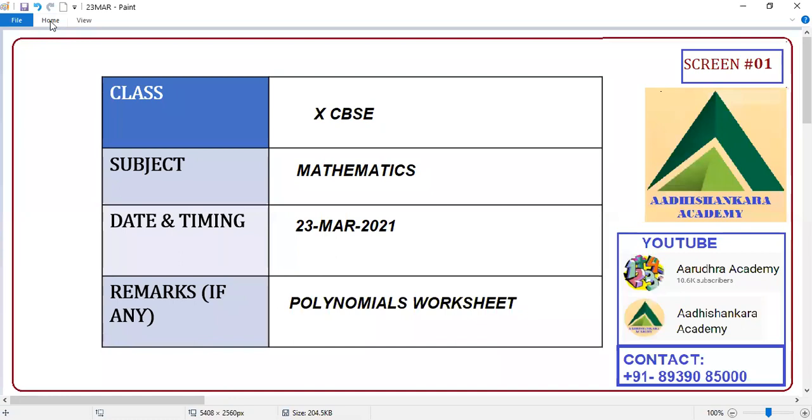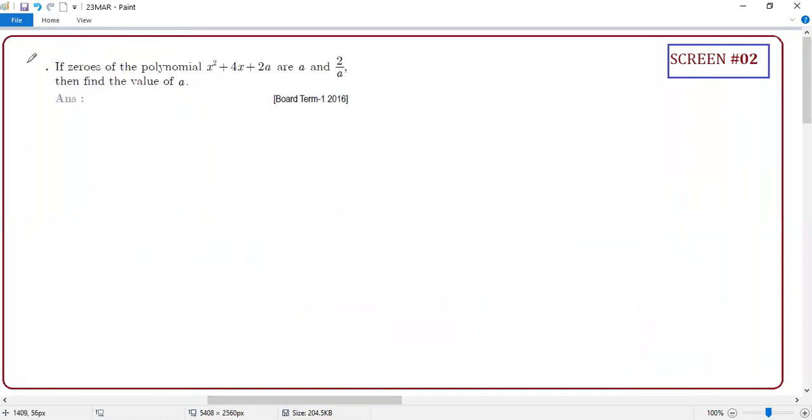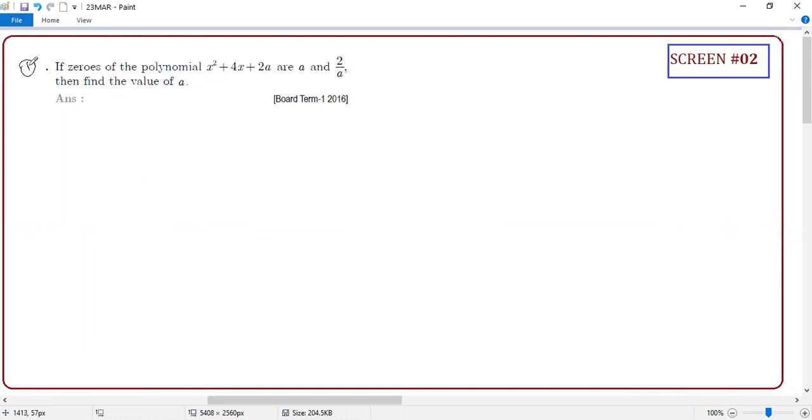Okay. So, polynomial worksheet. Question number 1.